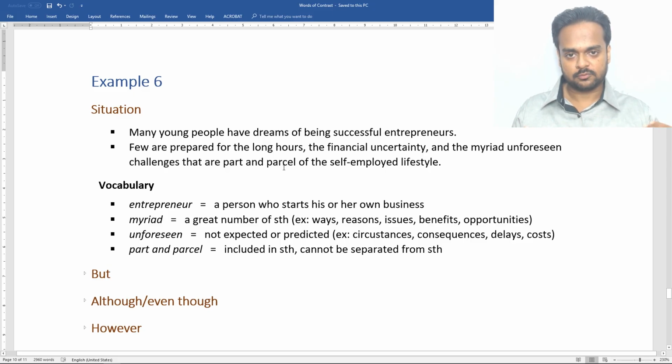Self-employed means you work for yourself as a business person, and part and parcel means included in something, cannot be separated from something. So all of these challenges are part and parcel of being a business person, and few young people are actually prepared for all of these challenges. That is the contrast. All right, stop the video, write out your answers, then play the video and continue.